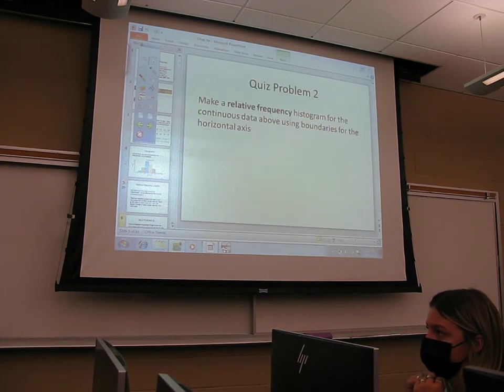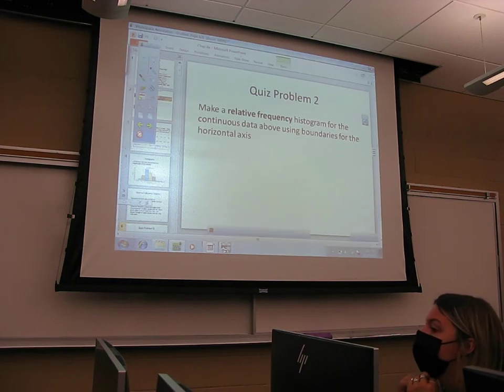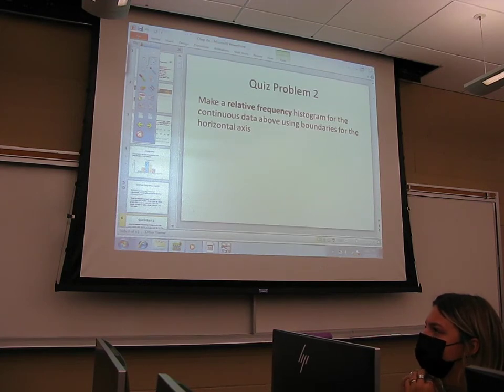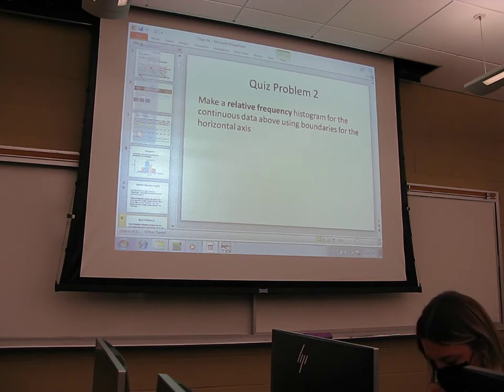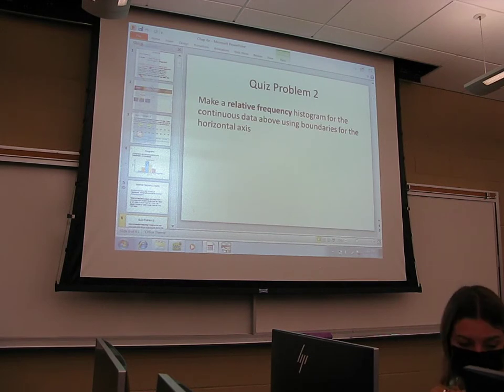If we take a look at our quiz problem number 2, I asked you to do a relative frequency histogram. You might not have noticed that. We did want you to use relative frequencies along the side. Let me grab a couple of examples. Who did frequencies? Okay, that works. No one did all frequencies, so that's okay. We'll just go with what we got.